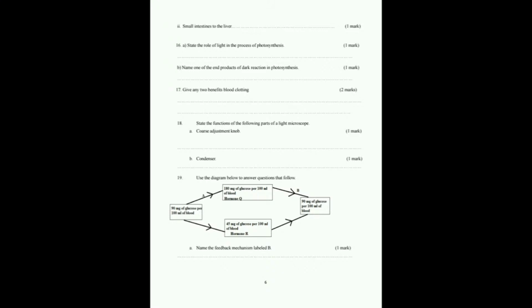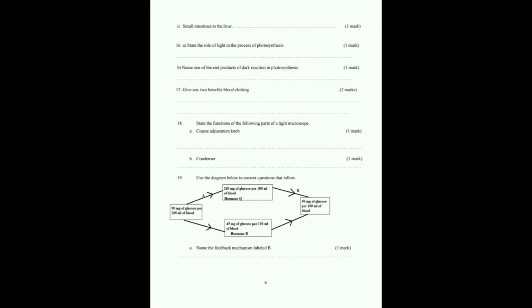Name the feedback mechanism labeled B. So if you look at B, glucose level was high. A hormone Q is introduced that brings it down. So we call it a negative feedback. It is bringing back the excess to normal. Negative feedback.